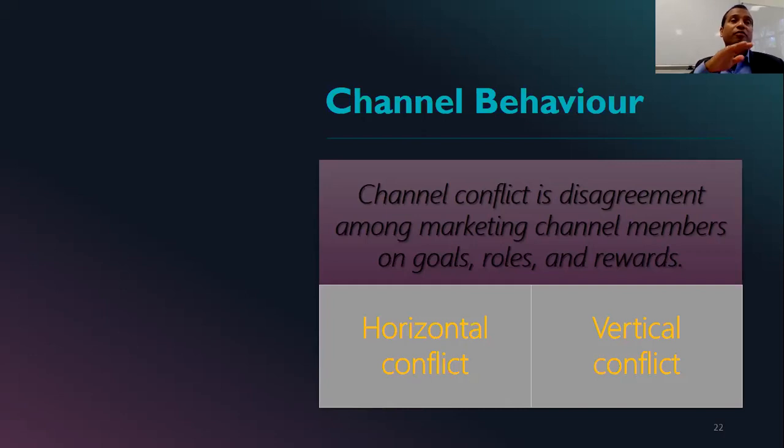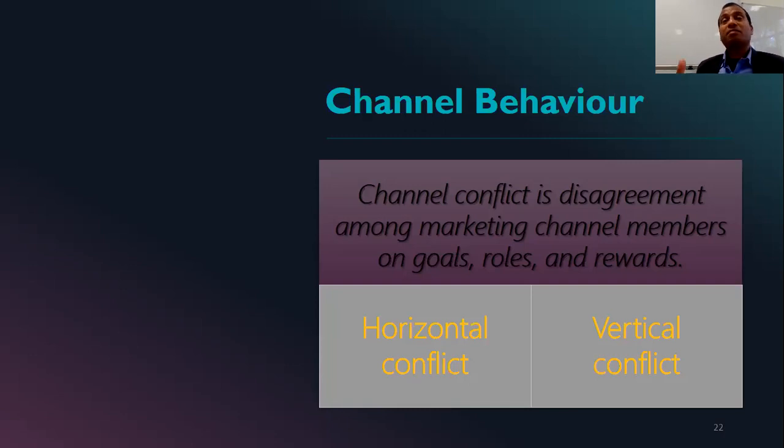Horizontal conflict is when the conflict occurs at the same level of the channel members. Suppose you, as a manufacturer, have two different distributors, and they have been allocated different territories to sell or make the product available to the consumer. But over a period of time, one distributor willingly enters the territory or region assigned to the second distributor. In this case, both distributor 1 and distributor 2 are in conflict. Since this conflict is happening at the same level of members, it is known as horizontal conflict.